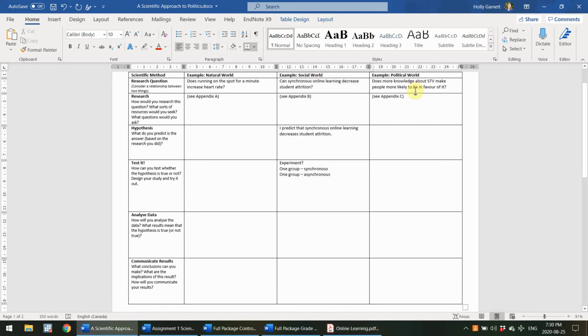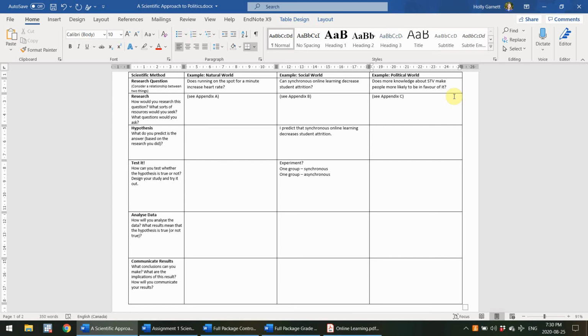Okay. So now I'm going to give you one final example, and that is from the political world. And in fact, this is from an actual political experiment that I did and was just published. So the question that I had was, does more knowledge about single transferable vote, which is an electoral system, make people more likely to be in favor of it?